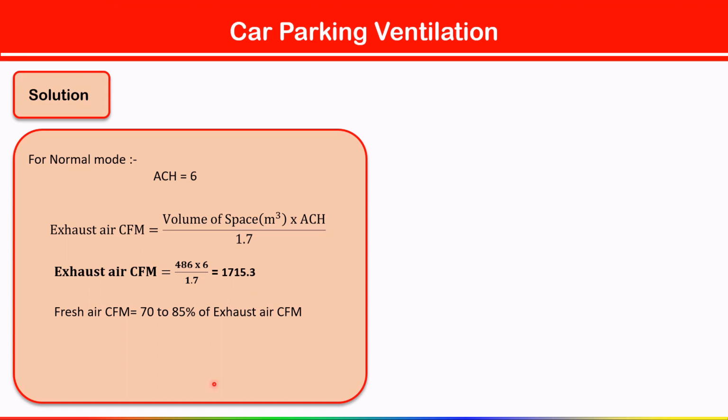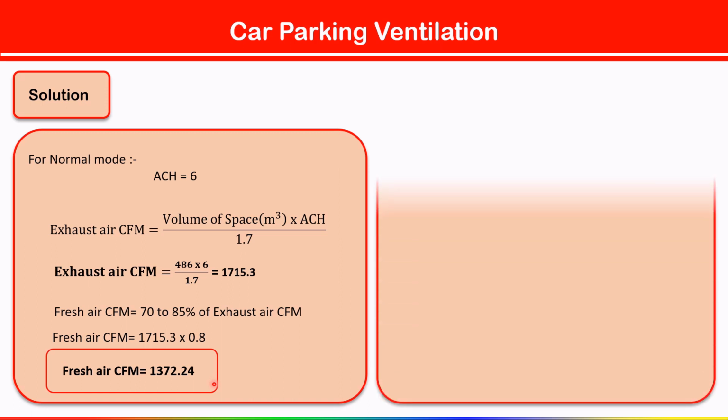So how can we take it? Just see here. To find out the fresh air CFM, I have taken the exhaust air CFM value 1715.3 into 0.8, 80% I have taken. So you get the fresh air CFM 1372.24. It means that much amount of fresh air we have to supply into the basement. So we have done both. But remember, this calculation of exhaust air CFM and fresh air CFM is for normal mode.